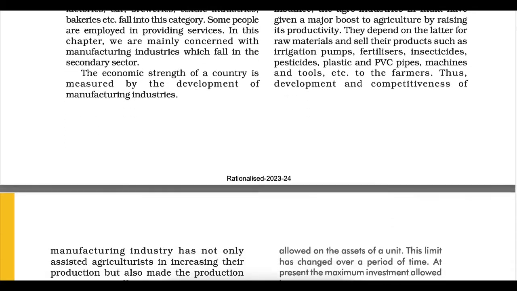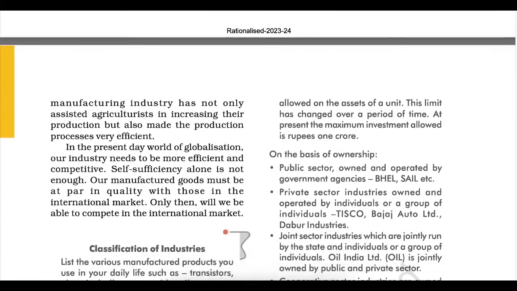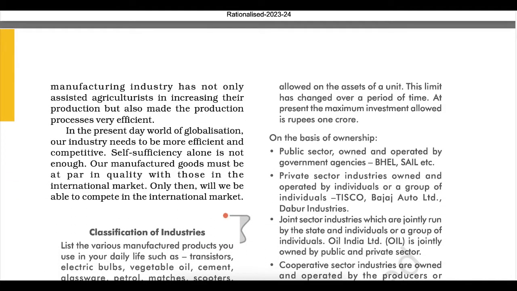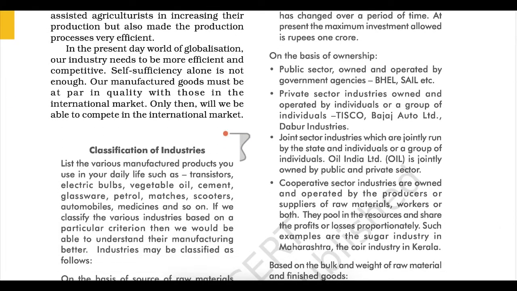Thus, development and competitiveness of manufacturing industry has not only assisted agriculturists in increasing their production but also made the production process very efficient. In the present day world of globalization, our industry needs to be more efficient and competitive. Self sufficiency alone is not enough. Our manufactured goods must be at par in quality with those in the international market. Only then will we be able to compete in the international market.